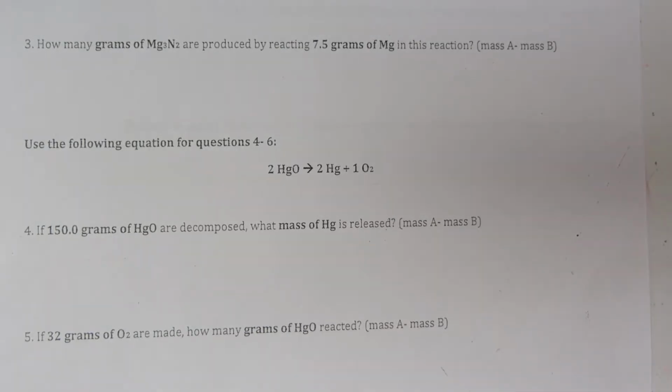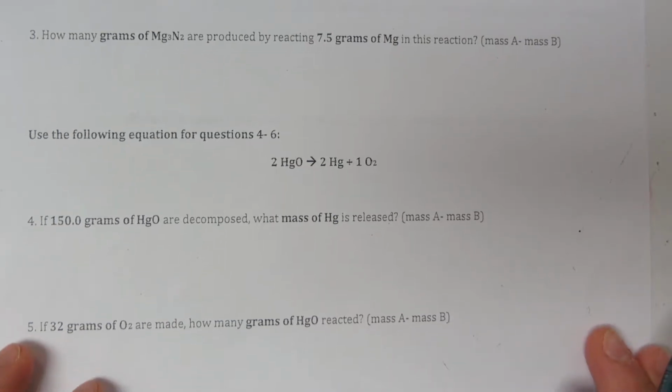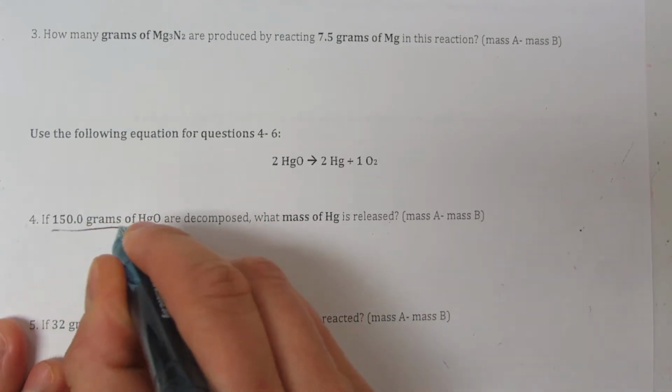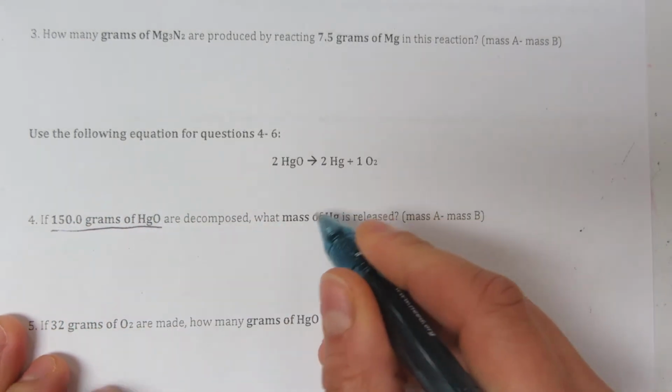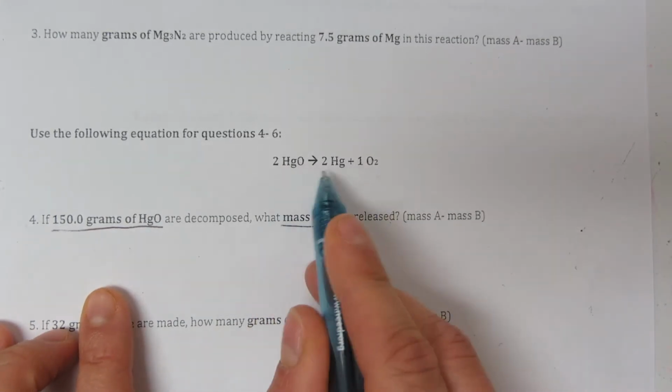Alright, we're going to work through how to do a three-step Stoich problem, going from a mass of one substance to a mass of another substance in your reaction. So here, if I have 150 grams of this mercury oxide decompose, what mass of mercury is released? Okay, we're going to use this balanced equation.